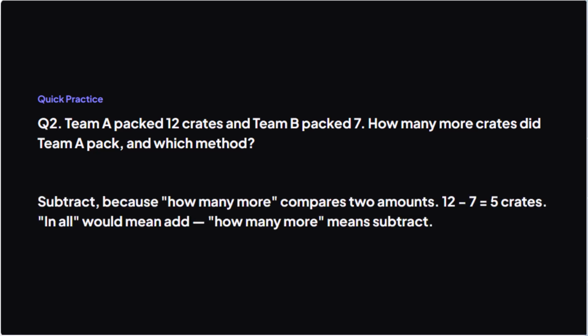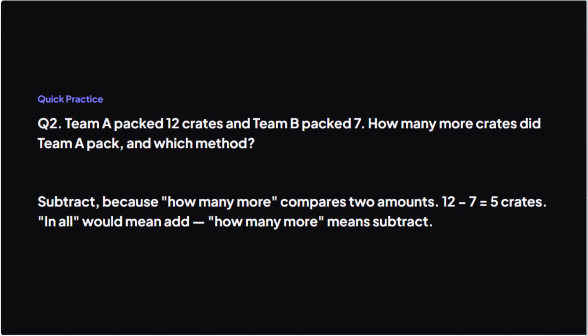Subtract, because how many more compares two amounts. So that is 12 minus 7. It will give us 5 crates. In all would mean add, but how many more means subtract.